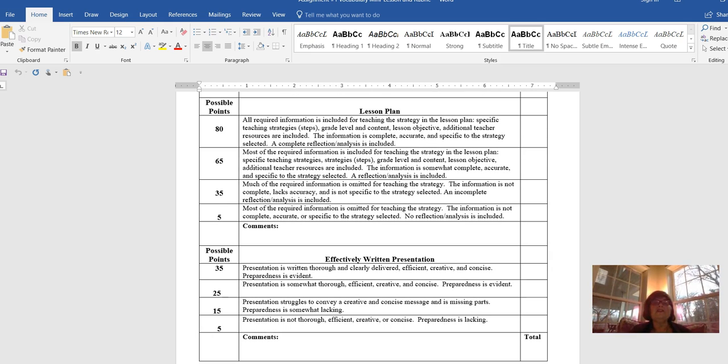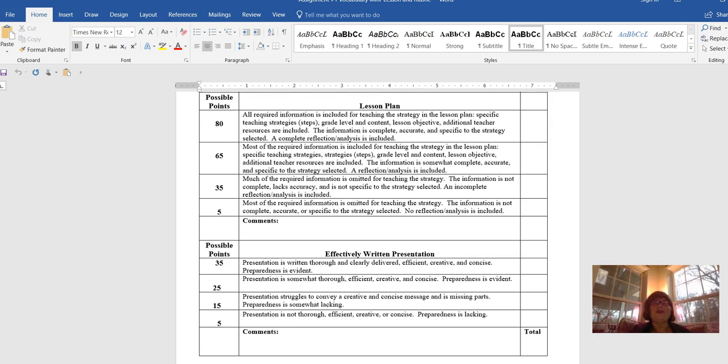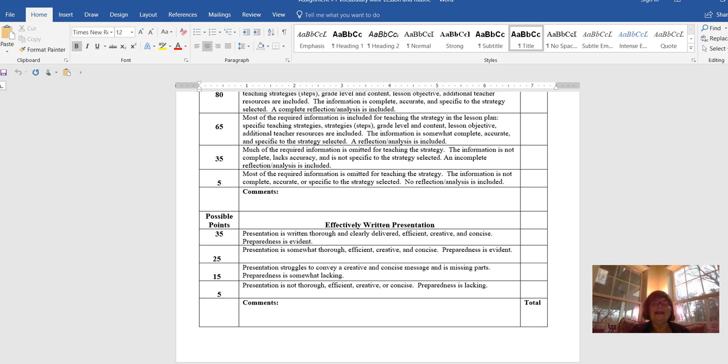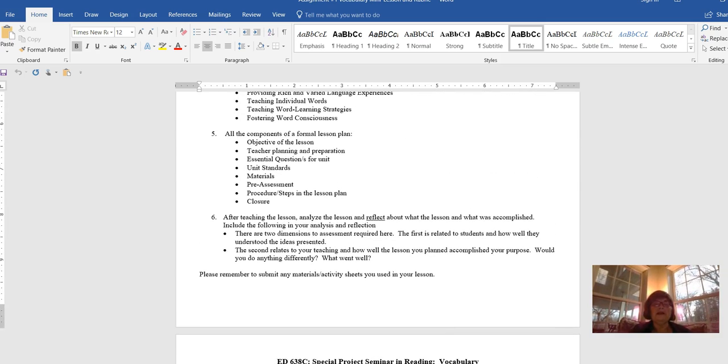And then in the second section, for the lesson plan itself, if all of the things that are necessary are included there, you can earn 80 points. And then if it's effectively written in your presentation and submitted, then that is worth up to 35 points. I'm going to scoot back here.